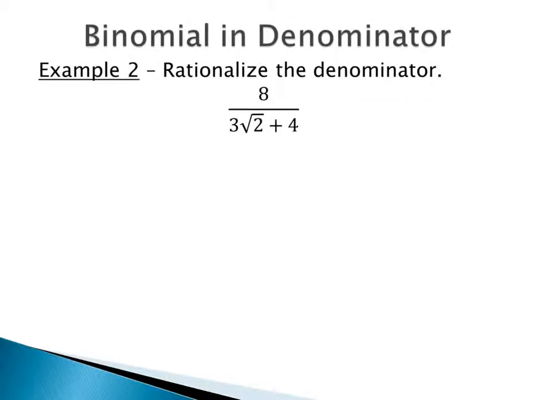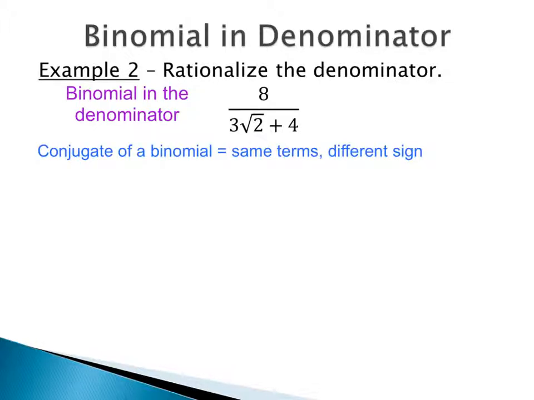So in this example, we want to rationalize the denominator of a fraction that has a binomial in the denominator. So we have two terms. We have 3 square root of 2. We have a 4 separated by a plus, which means that we have a binomial. So when we have a binomial in the denominator, and again, we have a square root, the way that we want to rationalize the denominator is by multiplying the numerator and the denominator by the conjugate of the denominator. Now, the conjugate, remember, of a binomial will be the same terms but different sign.